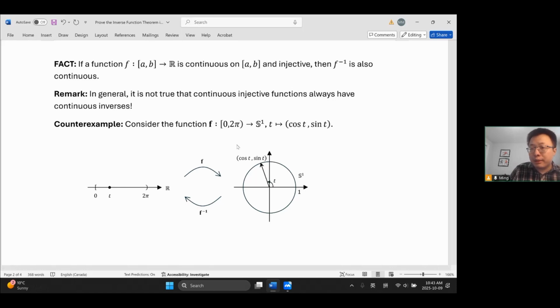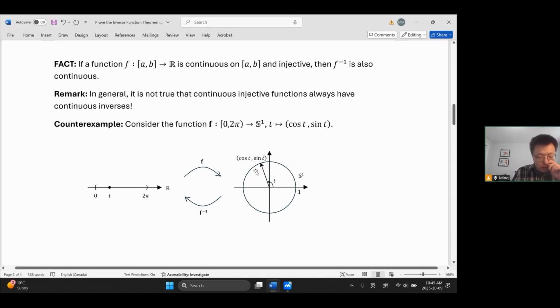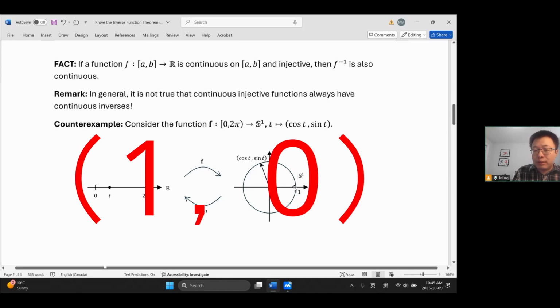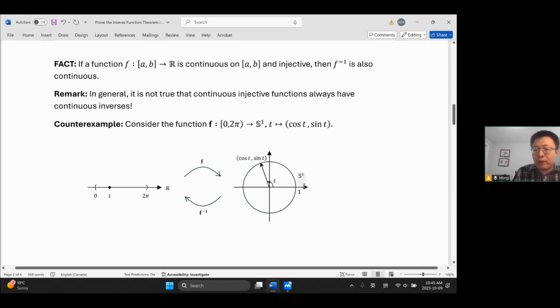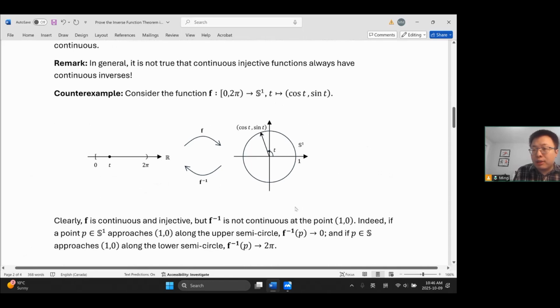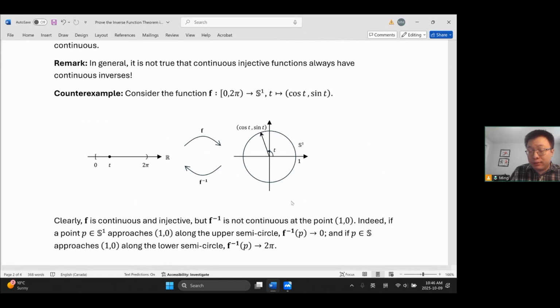And the geometric meaning of f inverse is also clear. For an arbitrary point on the unit circle, the f inverse evaluated at that point is the length of the circular arc connecting the point (0, 1) to our chosen point, and the arc always extends in a counterclockwise manner. The punchline of this counterexample is that the f inverse is not continuous, despite the fact that f is.